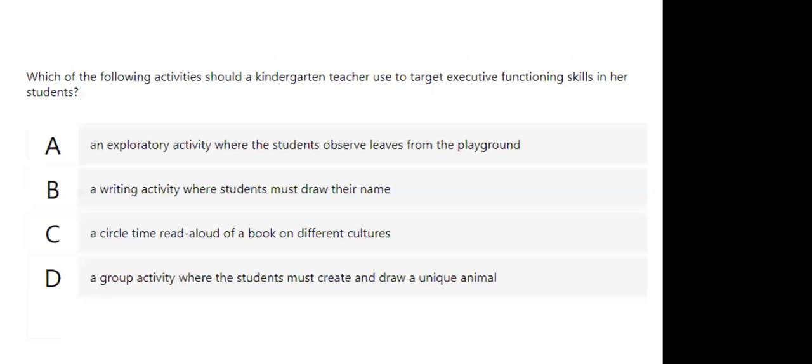The next question: which of the following activities should a kindergarten teacher use to target executive functioning skills in her student? So in this question, you're going to hone in on kindergarten teacher. We're thinking younger children, and then executive functioning skills. It's probably exactly what you're thinking. Look at your choices.